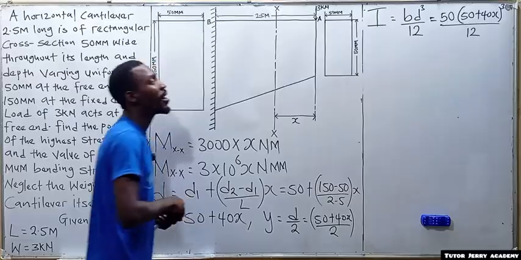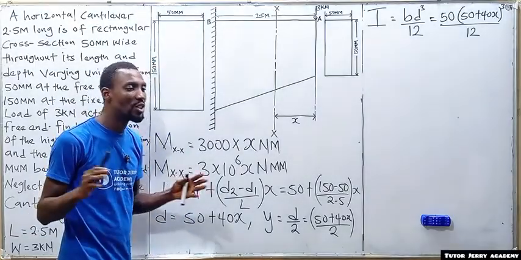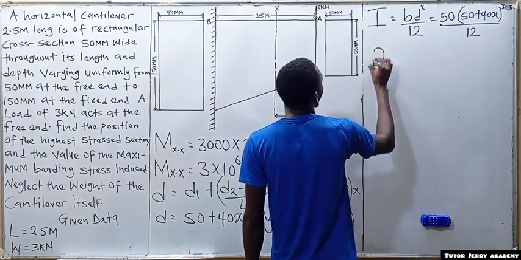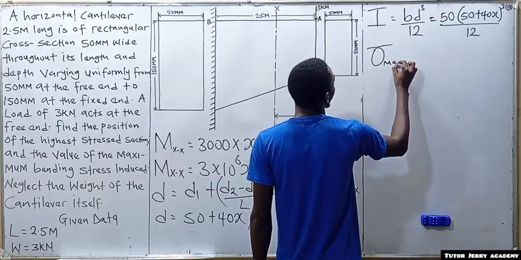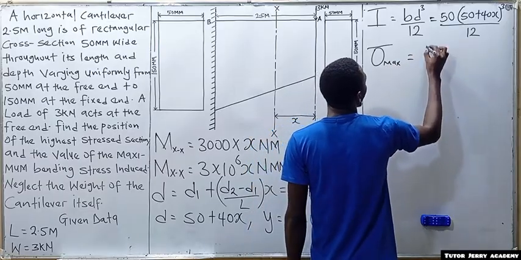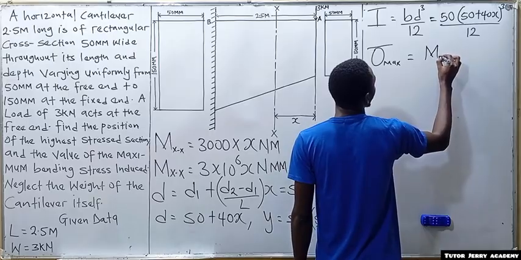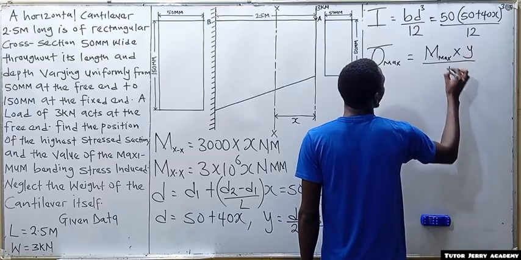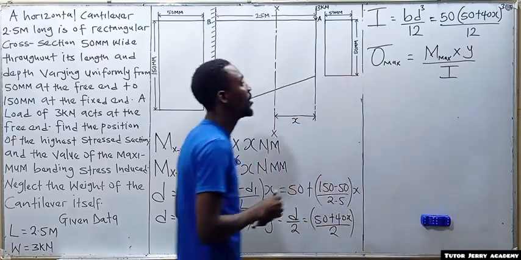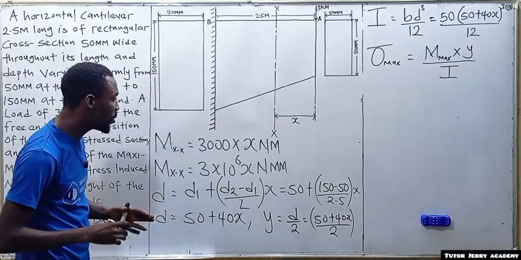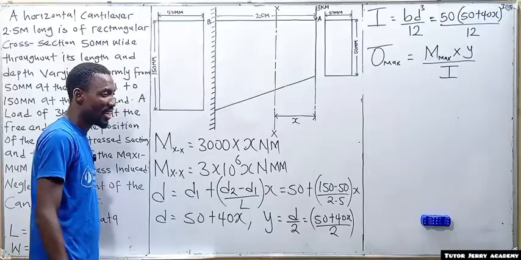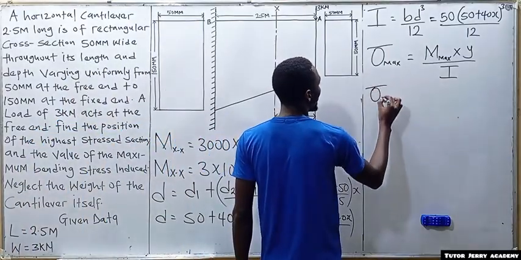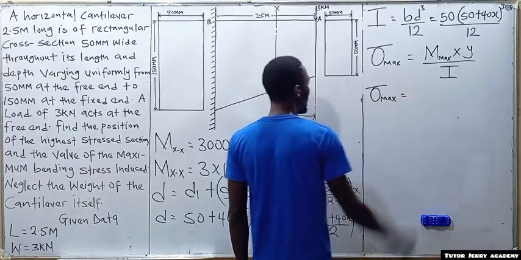All right. So now you are going to recall from our flexure equation that our stress is equals to My over I. Our maximum stress is equals to moment, that is maximum moment, multiplied by y all over I. All right, so that's it. So if we substitute all these parameters that we have in that equation, what are we going to have? So it means that our maximum stress will be equals to what?